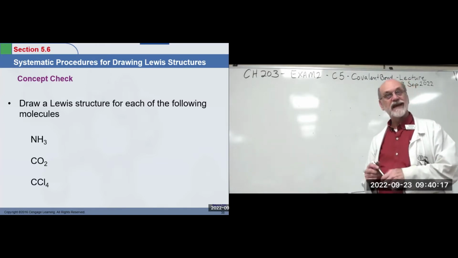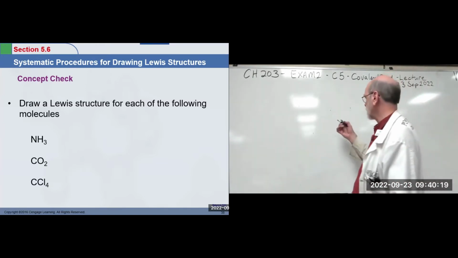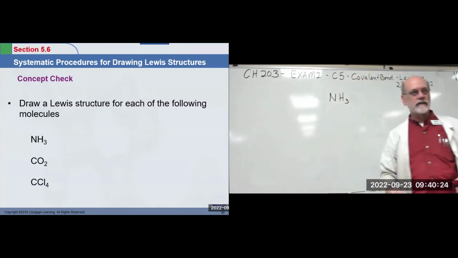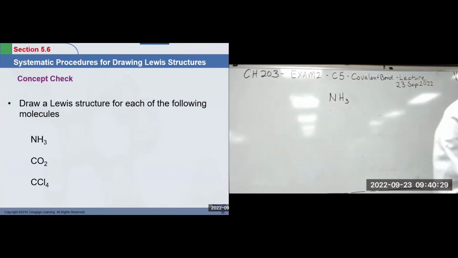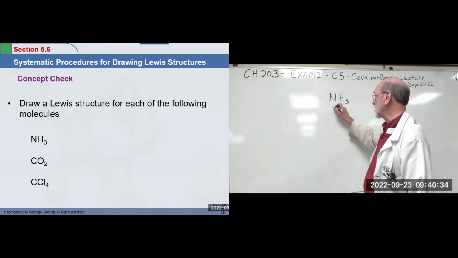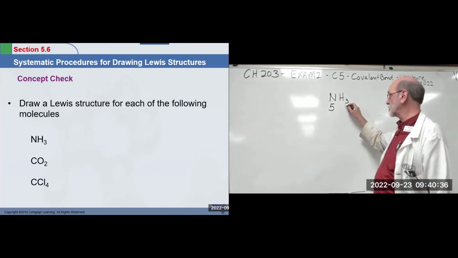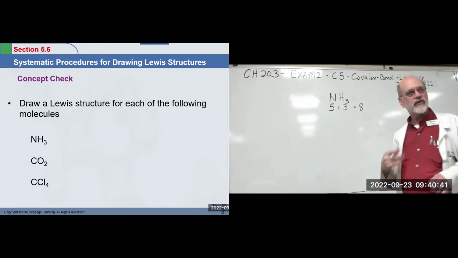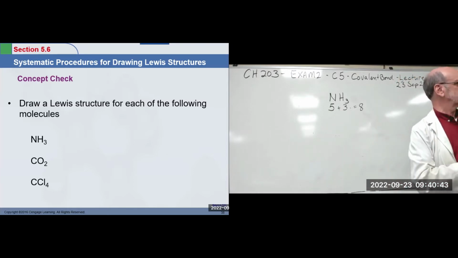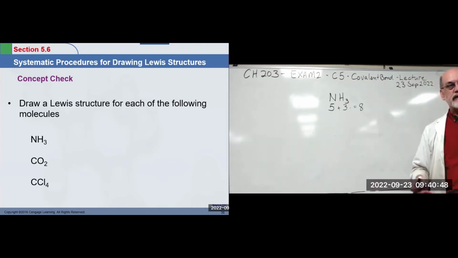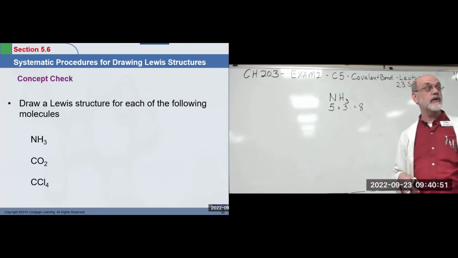Ammonia, NH3, ammonia. Okay. So how many valence electrons do we have? Let's see. Nitrogen is in the 5th group. It has 5. It's 5 here, and then 1 for each hydrogen. So we have 8 total. Which one goes in the middle? Well, hydrogen's kind of funny, right? It's usually the outlier anyway, so the decision is easy. Nitrogen goes in the middle.